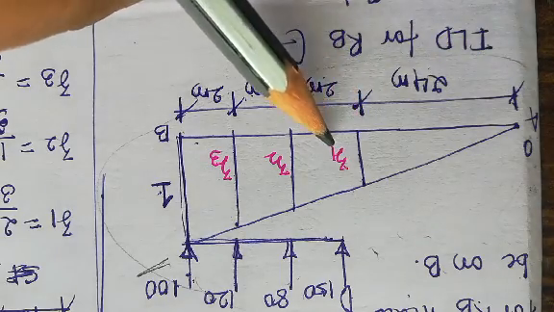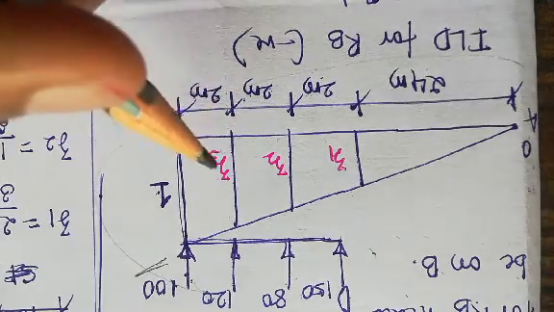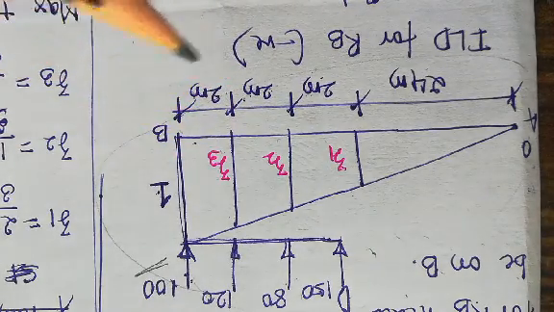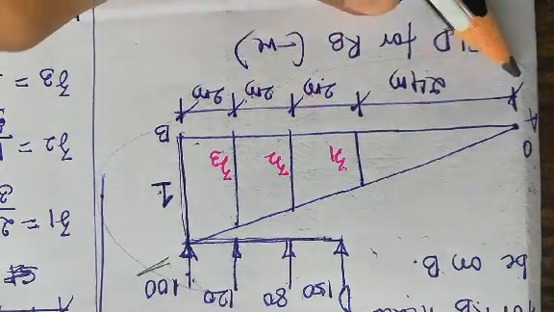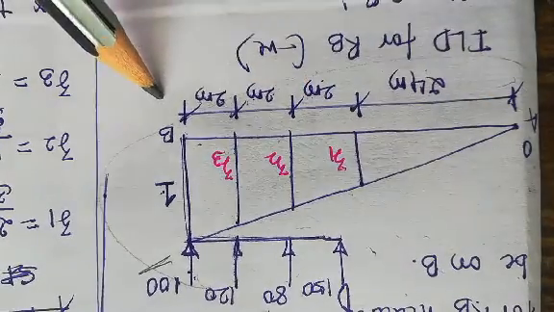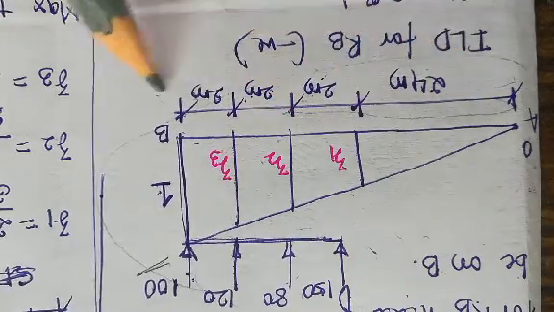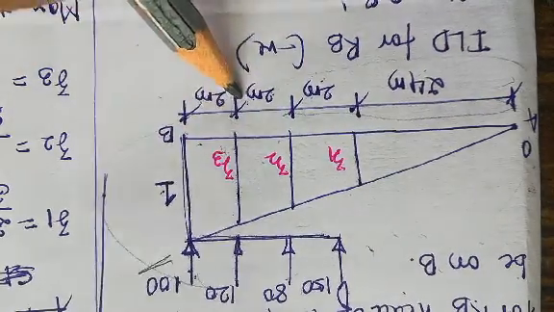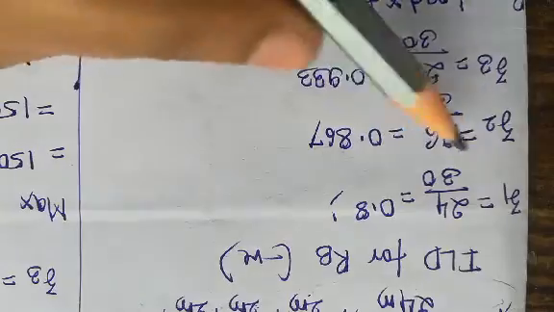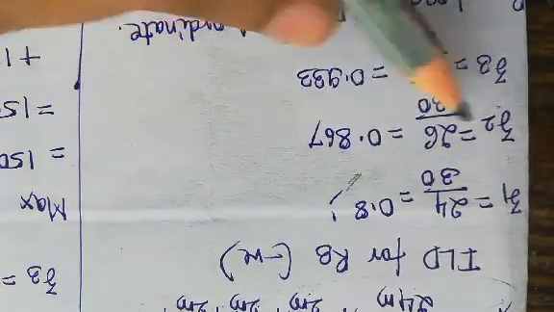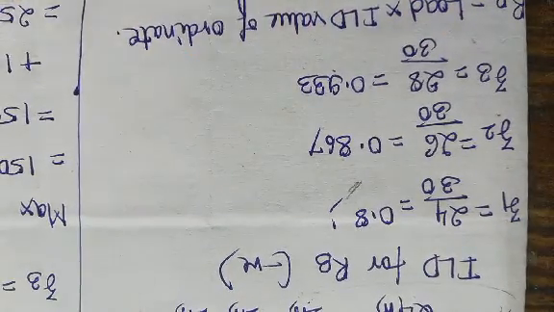Now again we have to calculate Z1, Z2 and Z3, which can be calculated from similar triangles. For Z1 it will be 24 divided by 30. For Z2 it will be 24 plus 2, that is 26 divided by 30, and Z3 will be 28 divided by 30. So you will get Z1 as 0.8, Z2 as 0.867 and Z3 as 0.933.